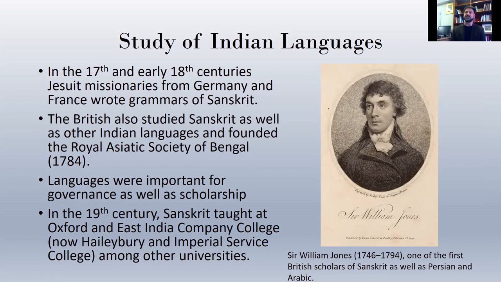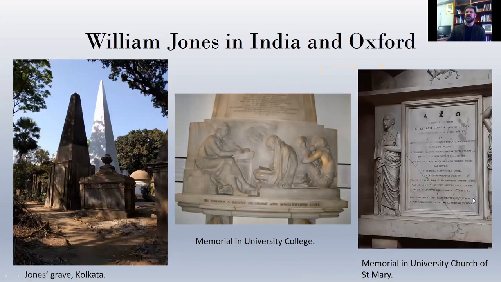So we see the spread of Sanskrit in the academic world, throughout England, throughout Europe, and of course also in the United States and other places as well. So Sir William Jones is an interesting person, especially within Oxford and Calcutta, because, well, he died in India of an illness, and this white pyramid obelisk looking thing is his grave.